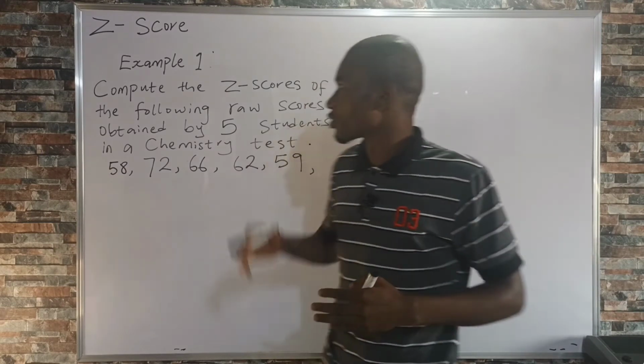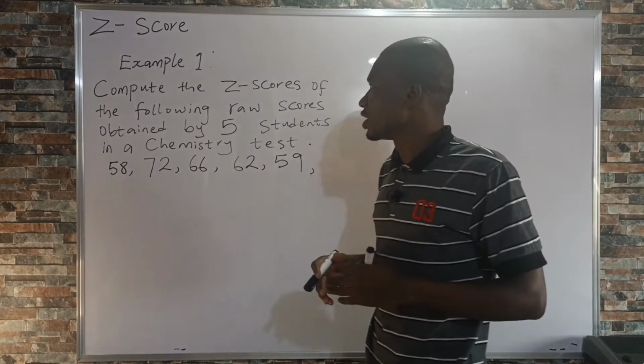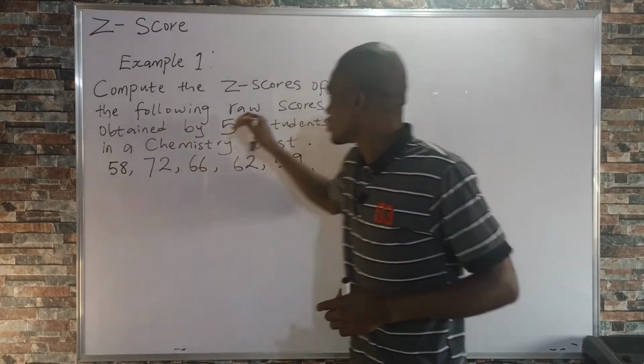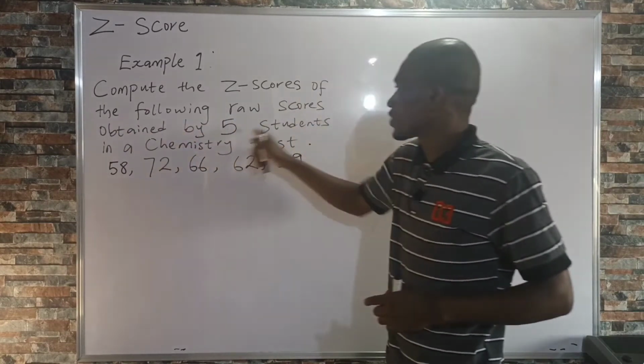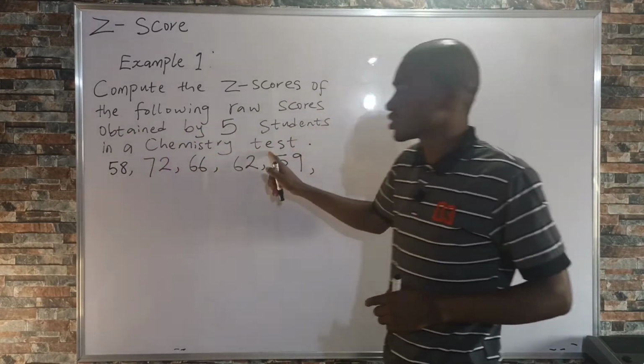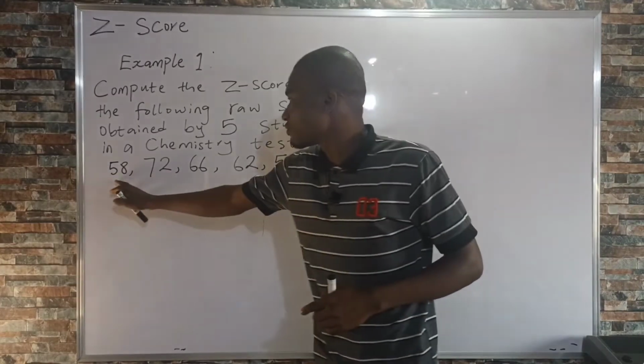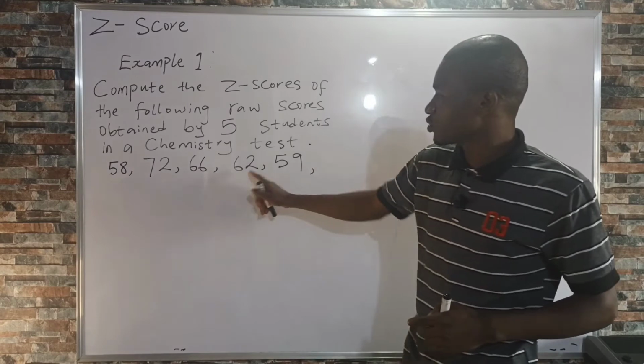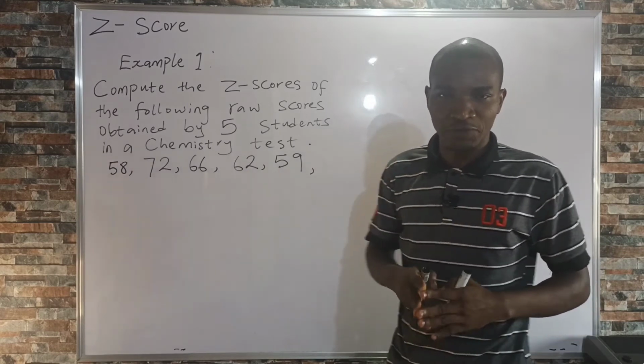Let's go ahead to read out the question we have on the board. We are asked to compute the z-scores for the following raw scores obtained by 5 students in a chemistry test. And the scores are 58, 72, 66, 62, and 59 respectively.